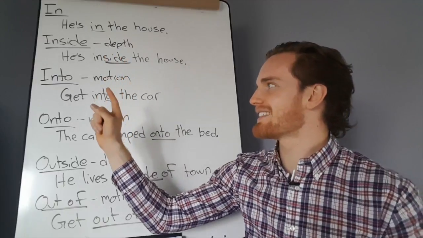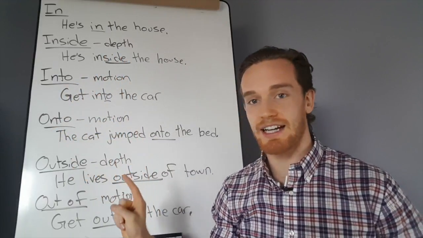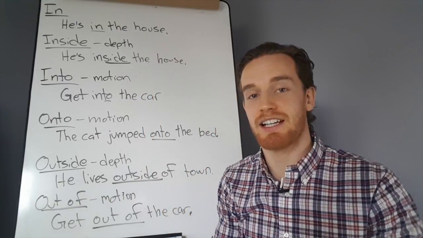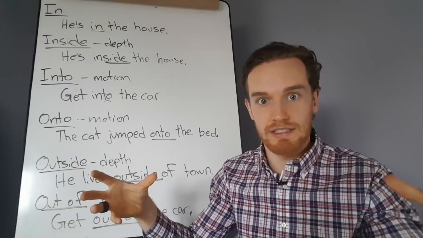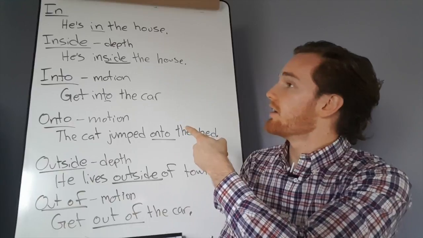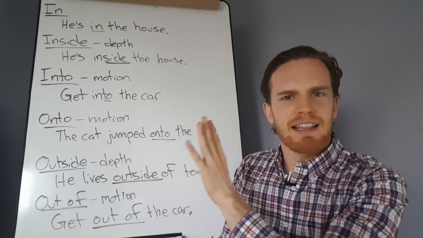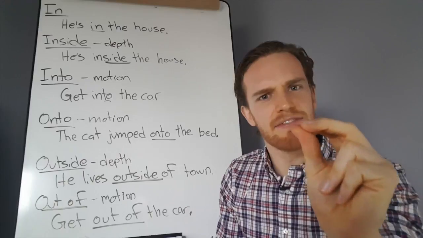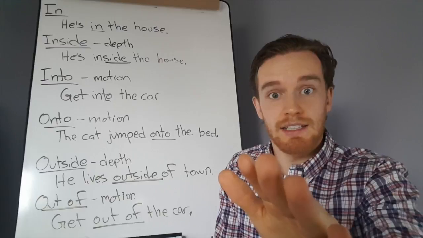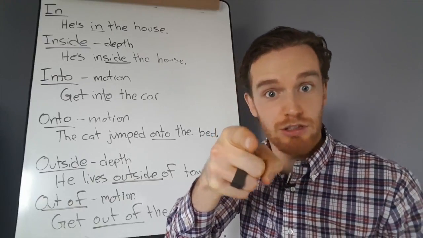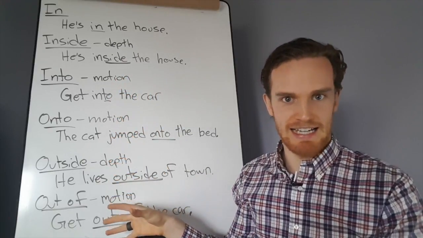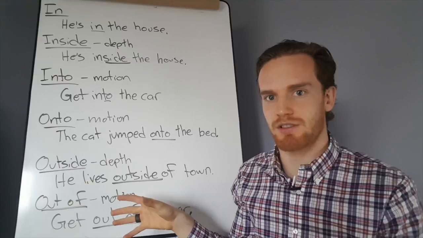Tenemos in, inside, into, onto, outside, and out of. 6 prepositions that have to do with spatial qualities of an object or a person or an animal. But they mean different things. Significan cosas diferentes. Y muchos estudiantes, maybe you, including you, have problems with differentiating between these 6 prepositions.